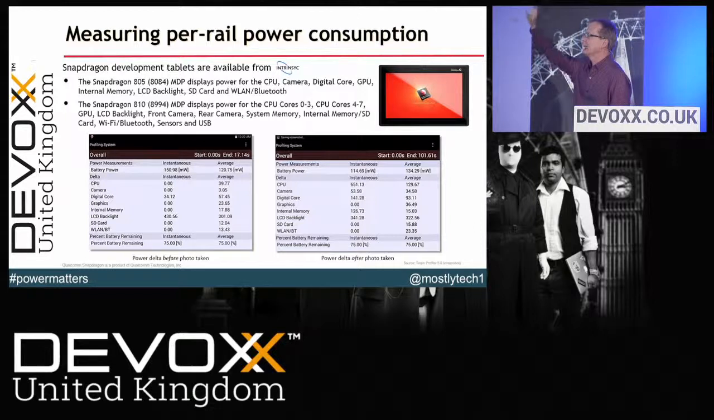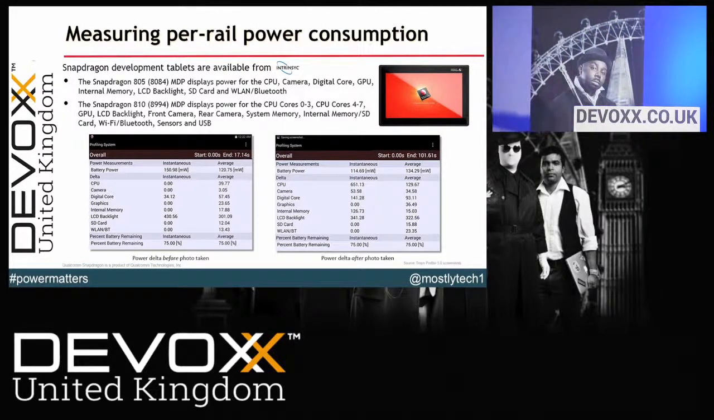So here's just an example. You're going to find that each chipset company has their own development hardware. I'll use Qualcomm as an example here, just so I can give you some specifics. If you take a Snapdragon 810 tablet, it's going to give you the power separately for the CPU cores, the big cores, the little cores, the GPU, the backlight, front and rear camera, system memory, SD card, Wi-Fi, sensors, USB, about anything you'd want.